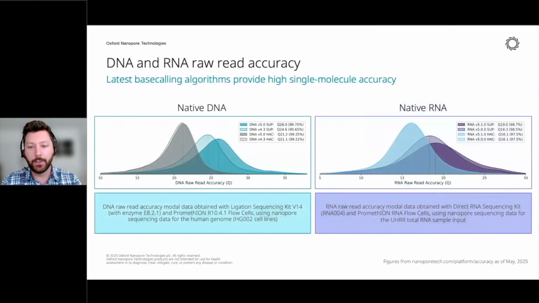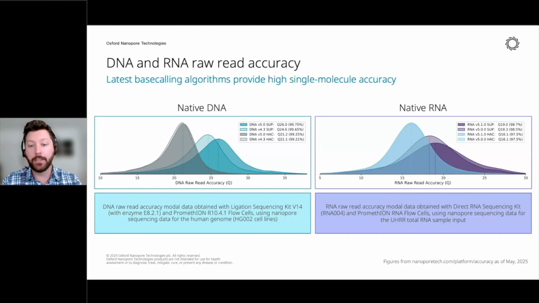So now let's take a closer look at some of those developments in single molecule raw read accuracy. Here we see performance from our base calling algorithms on individual reads for DNA and RNA. On the left, we're looking at native DNA raw read accuracy, using our latest chemistry, which is Kit V14, and here we use two different base calling models called the HAC and the SUP models.